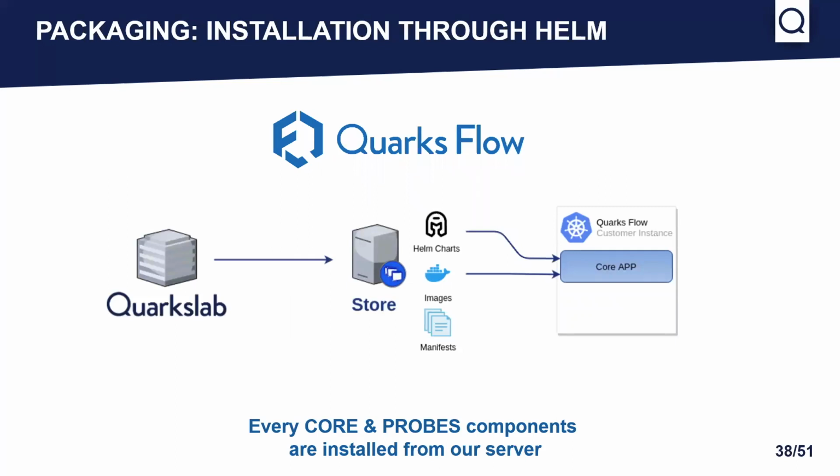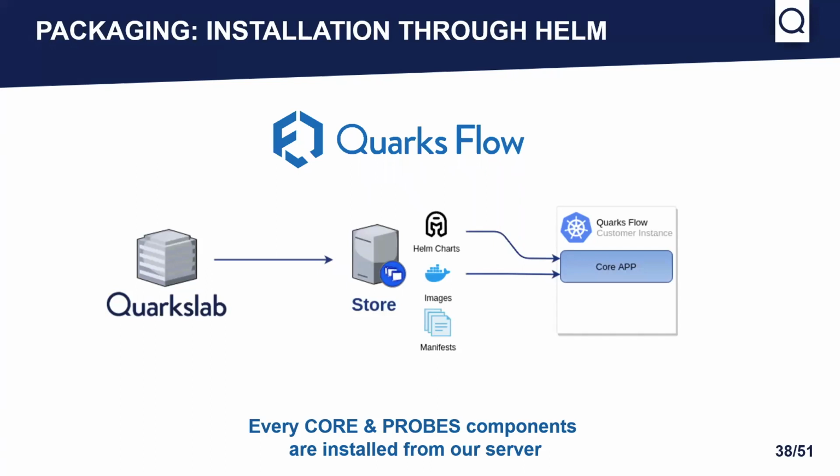In Quarks Flow, it's still the thing that I introduced in the first slide. We want to benefit from the ecosystem, and the way to install containers and Kubernetes solutions is clearly helped by using registries. So for installing Quarks Flow, we have packaged Quarks Flow as a Helm chart. For those who don't know, Helm is the package manager for Kubernetes. You will see in the demo how to install Quarks Flow with Helm charts.